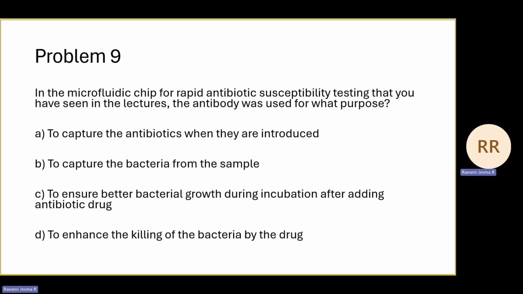Option A, to capture the antibiotics when they are introduced. Option B, to capture the bacteria from the sample. Option C, to ensure better bacterial growth during incubation after adding antibiotic drug. Option D, to enhance the killing of the bacteria by the drug. So in here, we are having a microfluidic chip that is for testing the antibiotic susceptibility, and we are using antibody in that chip. So why are we using that?